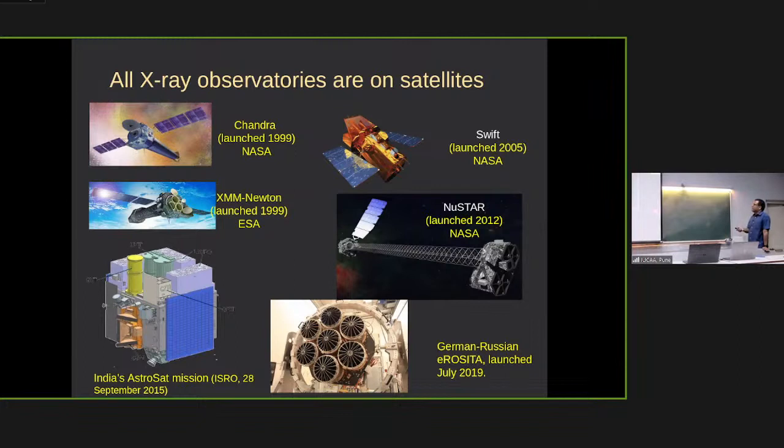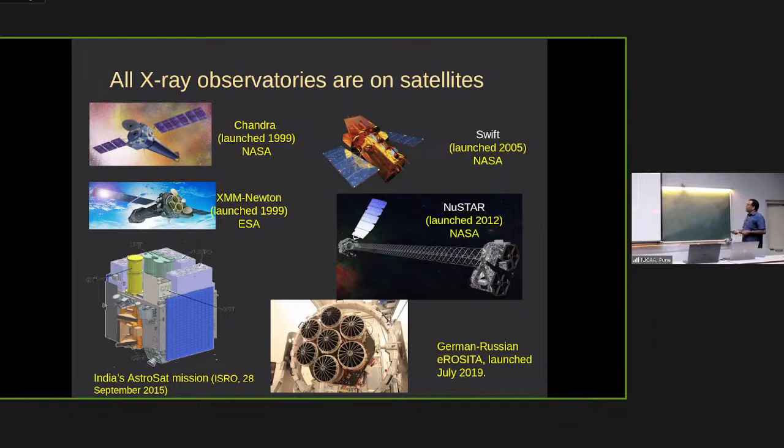Then we have XMM-Newton. Chandra was the NASA satellite; this one is the ESA satellite, the European Space Agency satellite, XMM-Newton. This one doesn't have that high an angular resolution, but its collecting area is large, which means you are collecting many more photons. So you can do much better spectroscopy or timing studies.